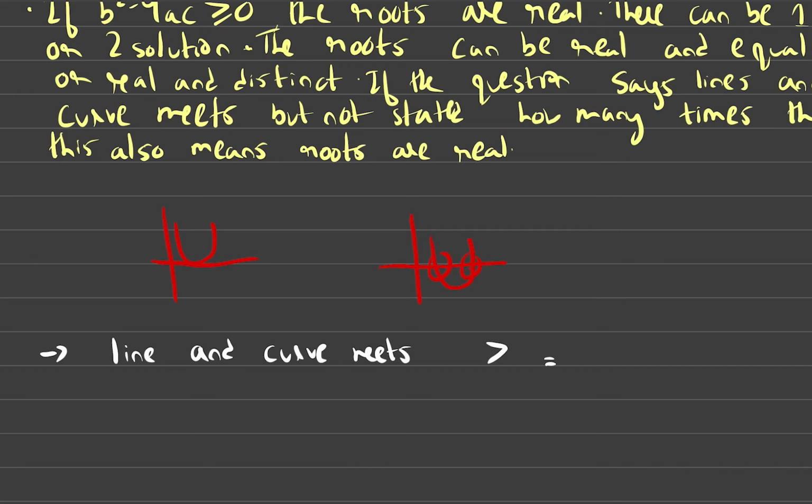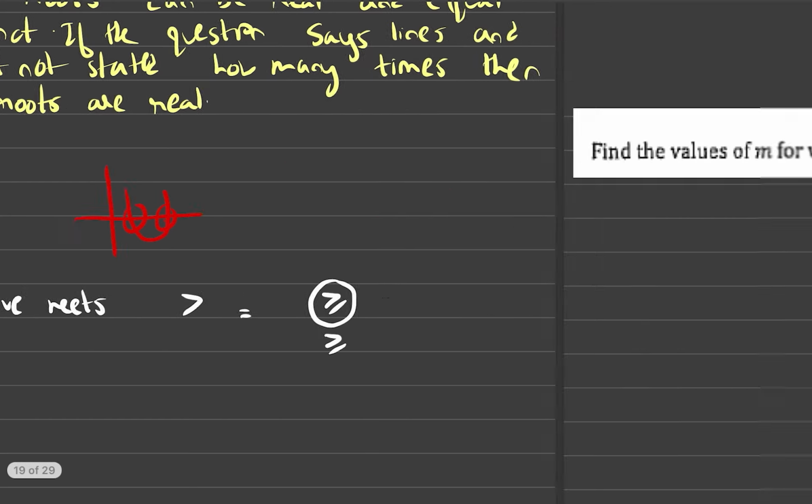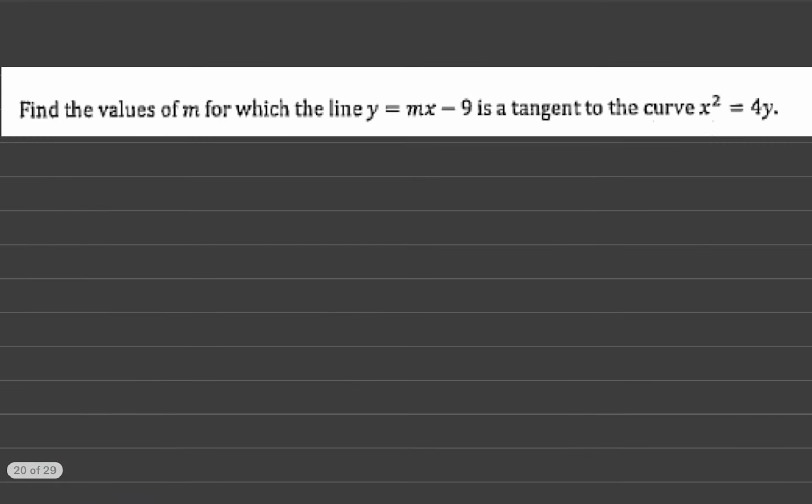So for twice, it's greater. For once, it's equal. But when we are not sure, I'm going to use b square minus 4ac greater than or equal to 0. Or it can say real. So am I sure it's real and distinct or real and equal? No. In that case, I use greater than or equal to. Let's practice a few questions and you'll get the idea.